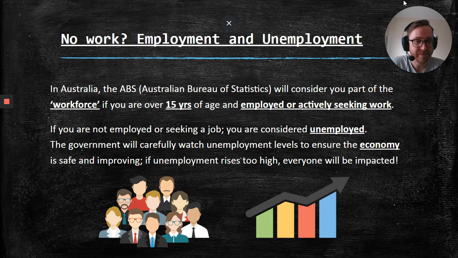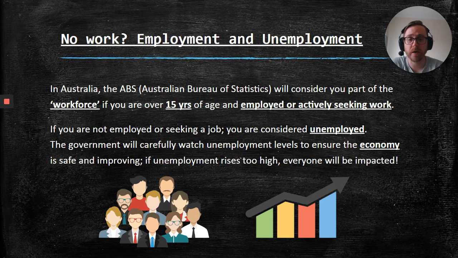What about no work? What about something called unemployment? So we talked about what work is and why it's important. What if we don't work? In Australia, the ABS, the Australian Bureau of Statistics, so it's a government organisation that kind of keep track of the numbers of employment and job-related numbers and statistics in Australia. They consider you to be part of the workforce if you are over 15 years of age and you are either employed, so you have a job, or you're actively seeking work. So that's their definition of being part of the workforce.